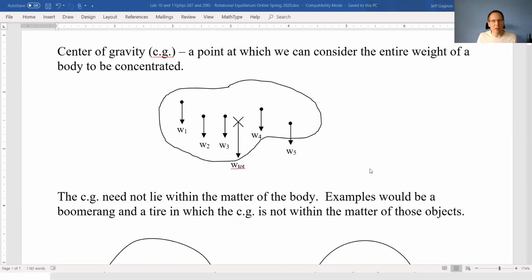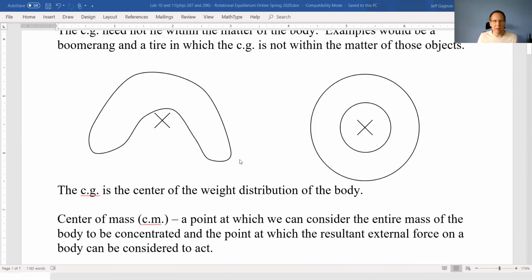For example, if you look at these next two pictures, say a boomerang or a tire, then mathematically you can show that the center of gravity is actually in the center of the tire, or in this case, outside of the boomerang. So it doesn't have to lie within the matter of the object. If this were a solid object, then it would be truly right in the center of the object itself.